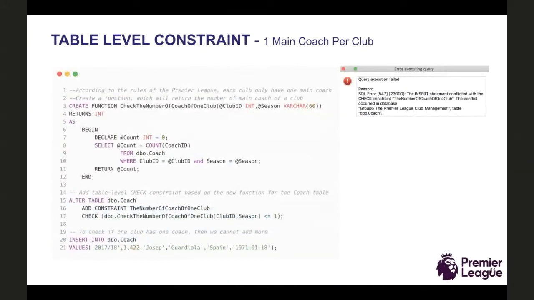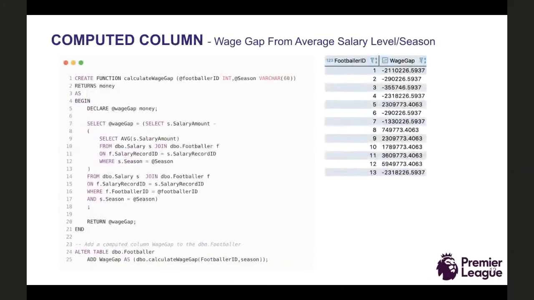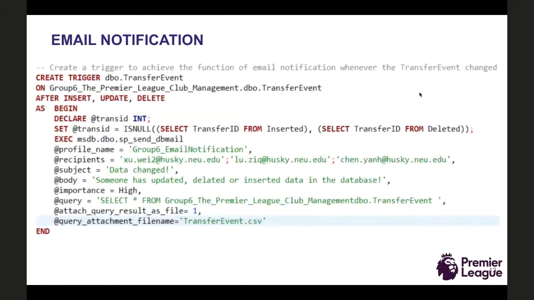We also created a table level constraint to limit each club to a maximum of one main coach. For the computed column, we calculated the wage gap between each footballer's salary and the average salary of the league in the current season. Moreover, we also created a trigger to implement email notification. Whenever someone changes data in the transfer event table, the system will automatically send an email to our 3 team members. Since the class server can't configure the mail server, we just put the code here.